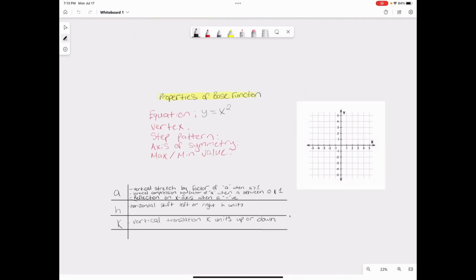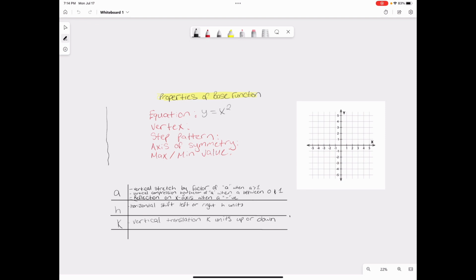Next, we're going to be talking about the properties of the base function of the parabola. So the original equation is y equals x squared, and we're going to find the vertex, identify the step pattern, the axis of symmetry, and the max or the min value, depending on how the parabola turns out to be. So we're going to start off by finding the vertex, and we can do this in two ways, by using the step pattern or by using a table of values. I'm going to do both.